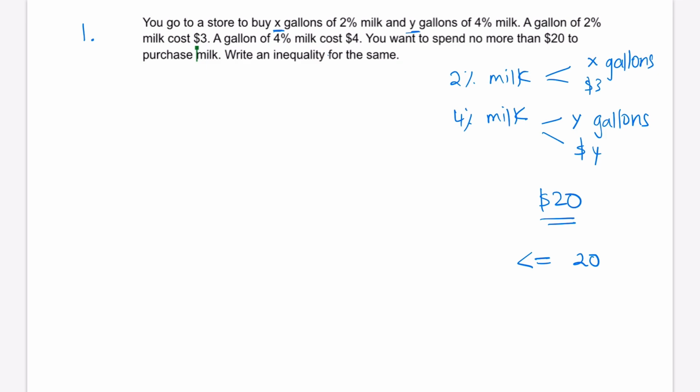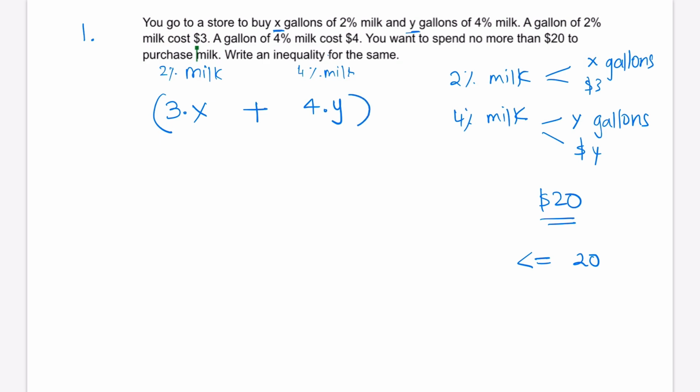So the amount of money that you spend on 2% milk is 3 times x. If you buy 1 gallon of 2% milk, you spend $3. If you buy 2 gallons of 2% milk, you spend $6, 3 times 2, and so on. As far as 4% milk is concerned, you are spending 4 times y. For 2% you are spending 3x, and for 4% milk you are spending 4y. That's the amount of money that you spend to buy y gallons of 4% milk, at $4 per gallon. So together you spend this much.